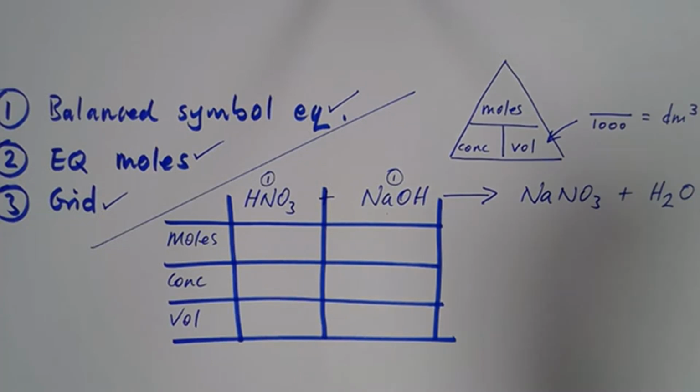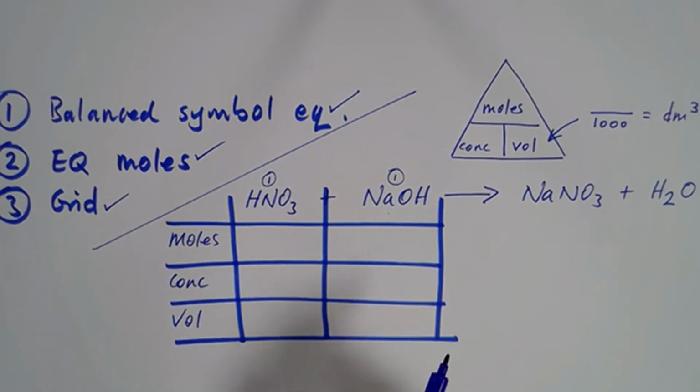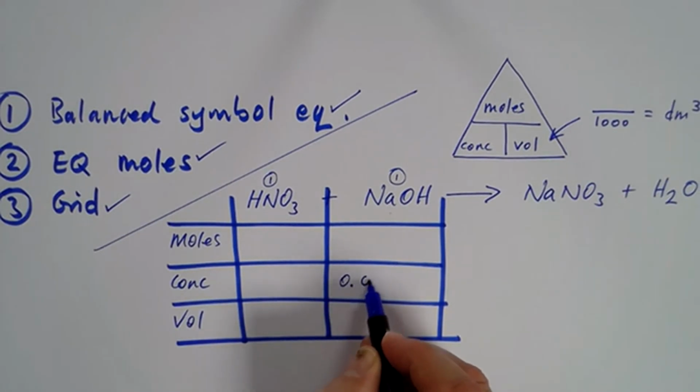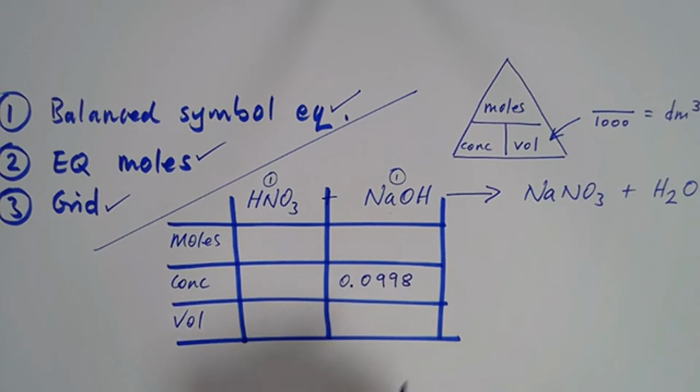So we're back here. Let's transfer some of that information. The first thing we can do is transfer the concentration of the sodium hydroxide from the question, and it's 0.0998. We're also told the volume of the sodium hydroxide was 25 centimeters cubed. Remember to divide it by 1,000 to convert to decimeters cubed, and so we get an answer of 0.025.